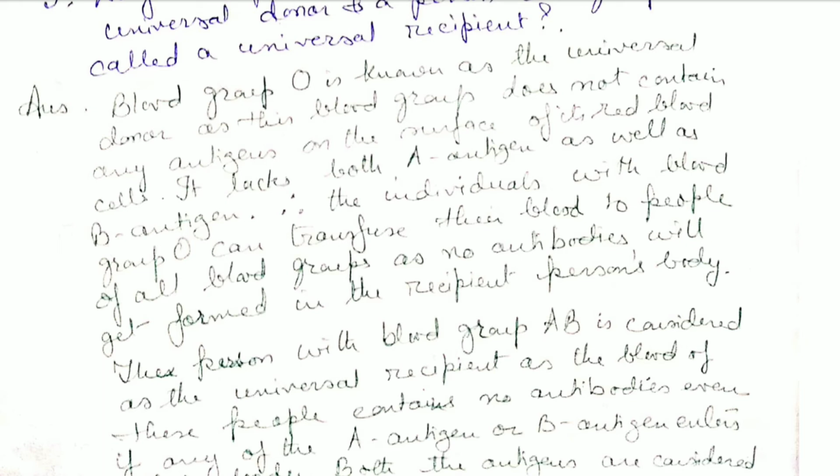Okay, as no antibodies will get formed in the recipient person's body, the blood can be transfused to people of any blood group. It may be A, B or AB, or it can be O itself.